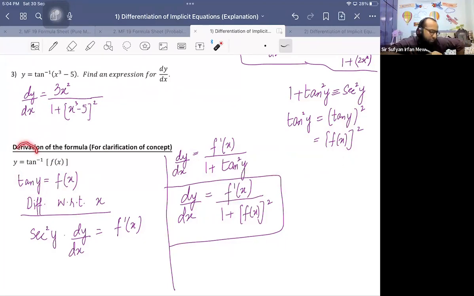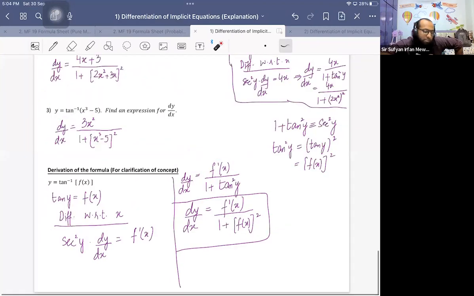Tan inverse shifted to the left side, differentiate with respect to x. Tan y gets converted to sec squared y dy by dx. Sec squared y is 1 plus tan squared y. Then tan y is equal to f(x), so tan squared y is f(x) whole squared. And ultimately, we have been able to derive the formula.